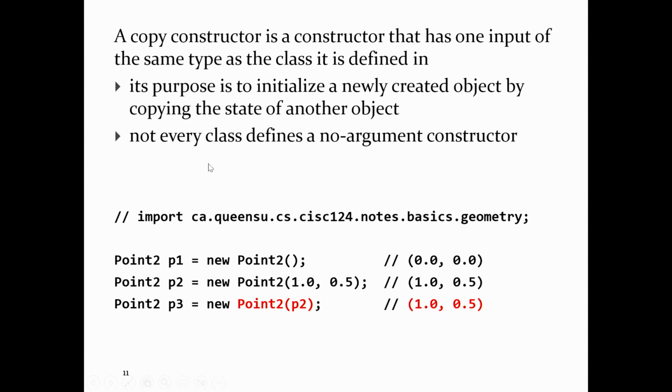Not every class defines a no-argument constructor, so you don't have to put one into your own class, and any class that you're using may not define one. You have to look at the documentation to determine if there is one or not.